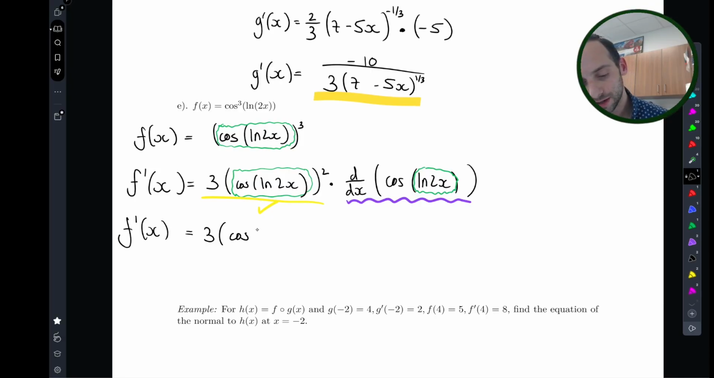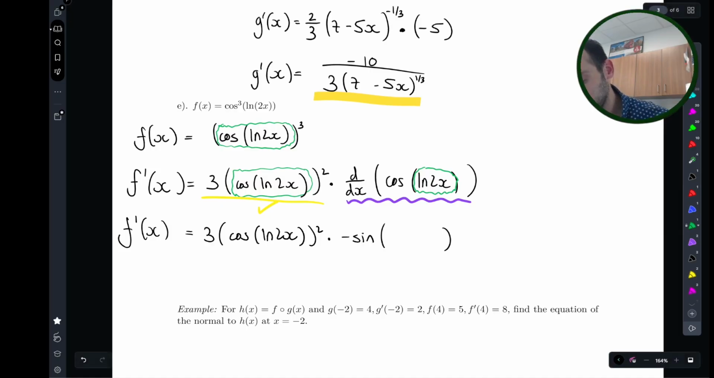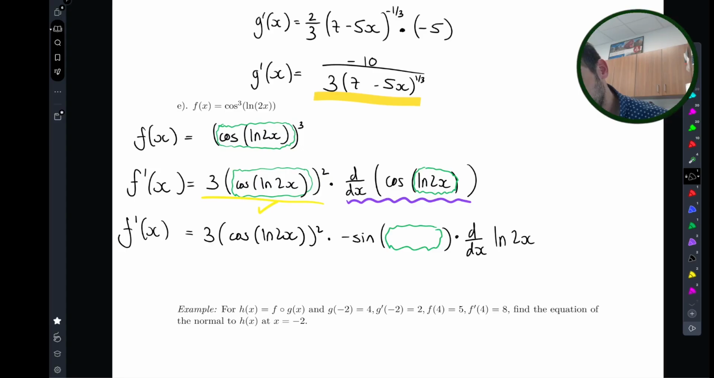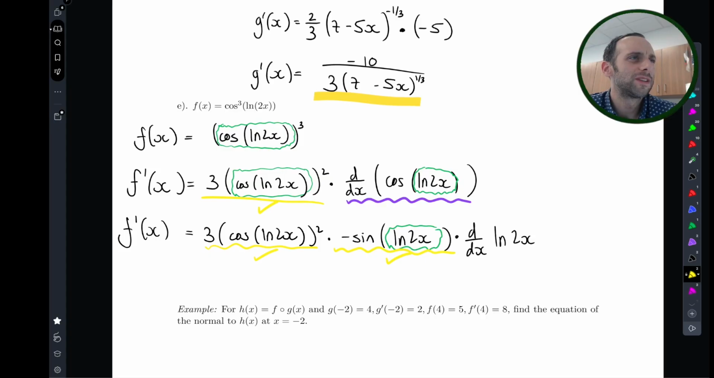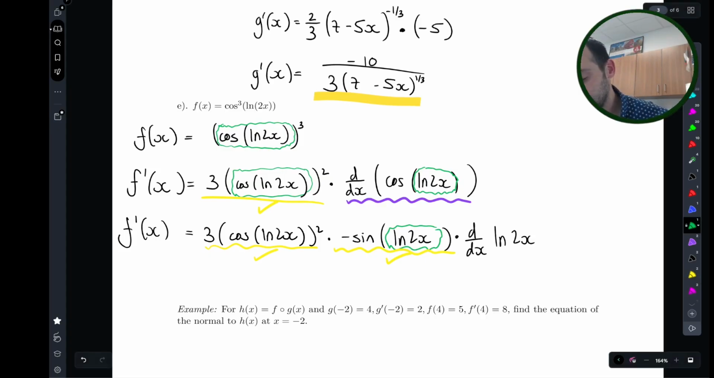So 3 cosine ln 2x squared times derivative of cosine of a glob. Well, that's negative sine of that same glob times the derivative of that glob. So times, in this case, ln 2x. Okay? And I just fill in that glob again with the ln 2x. So my derivative is getting a little ugly here, but I am peeling back layers of this composition. My first two pieces are now good. I'm going to clean them up in a minute. And I'm left with my final glob, which is this 2x.